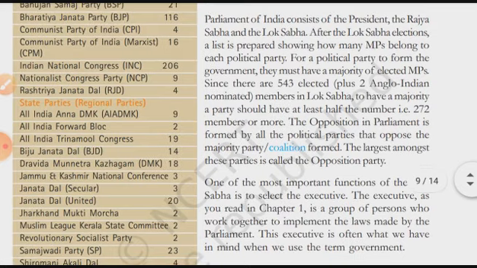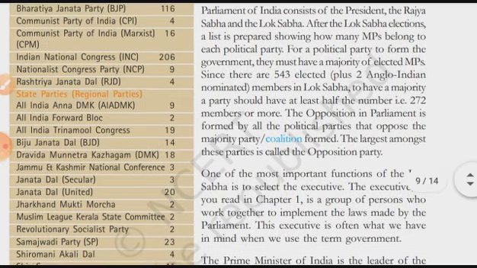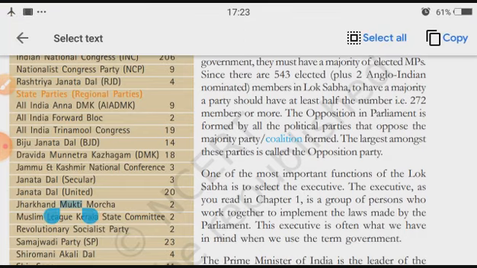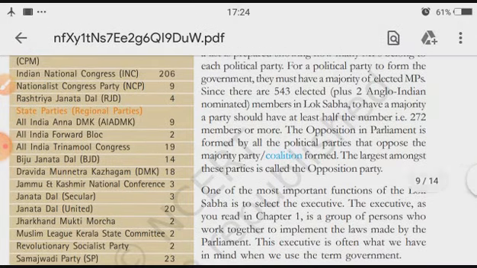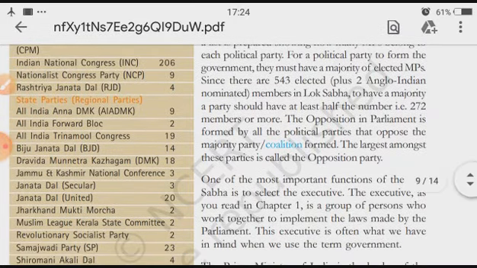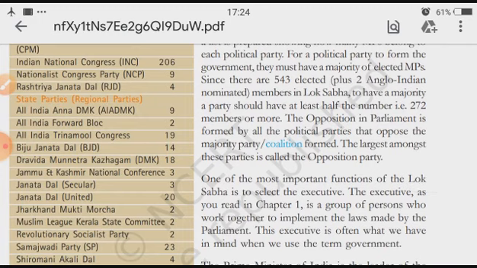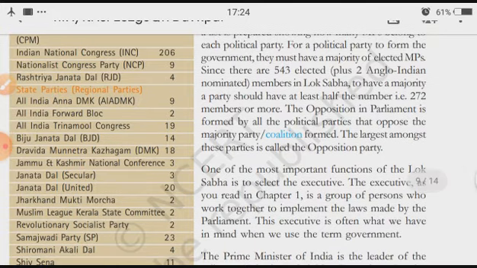Then the opposition in parliament is formed by all the political parties that oppose the majority party and coalition. Here they have given that the rest of the MPs, the members of parliament, mainly oppose the majority party and whatever rules and regulations are made by the ruling government. They keep watch on the policies made by the ruling party.